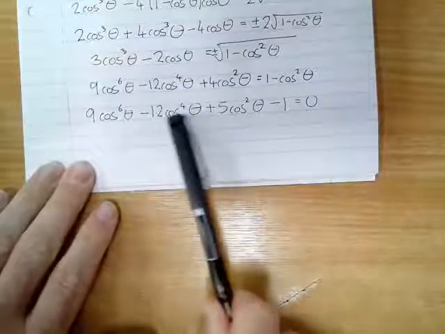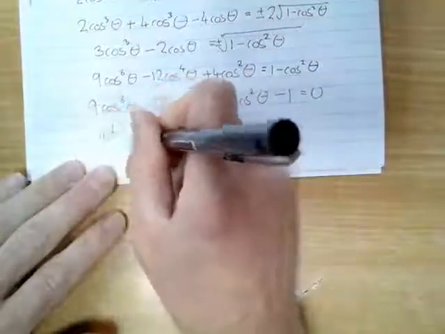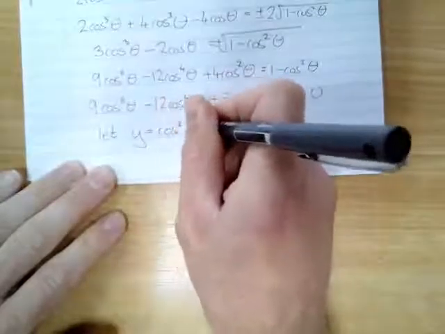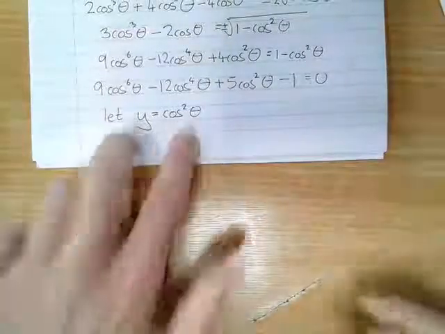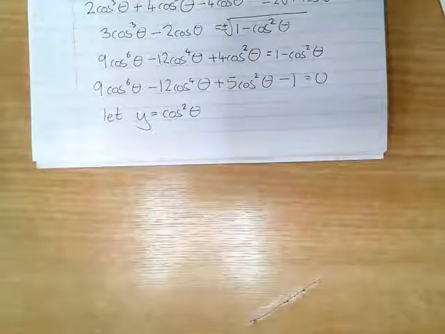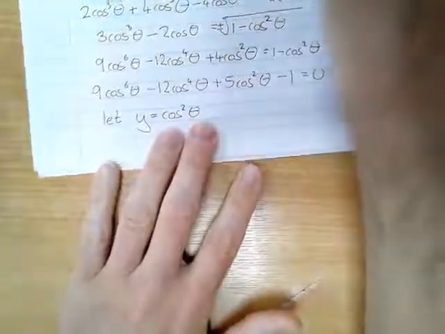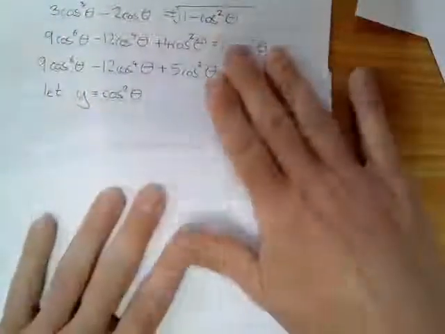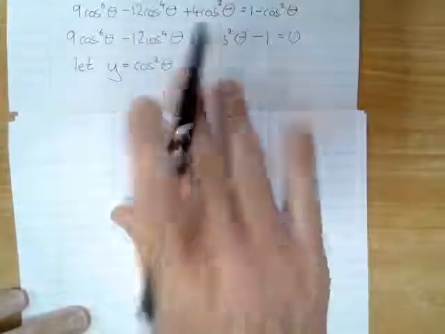As long as I've got even powers here, I can introduce a new variable, y, to stand for cos squared theta. Find a solution for y, which is cos squared theta. And then once I know what cos squared theta is, I can find out what cos theta is, and therefore what theta is. I promise you this does work. You won't get one like this in the exam, but I'm kind of enjoying myself, so I'm going to keep going. So next step then is to replace all of these terms with y terms.